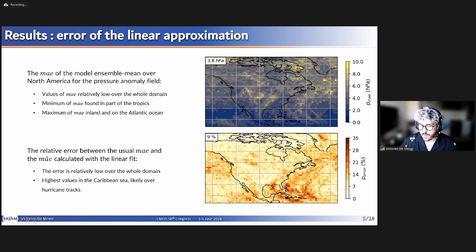Otherwise, on the whole domain, we have a pretty low relative error between the two MAEs, meaning that the linear fit, when it comes to studying the error between the models and ERA5, is actually a good fit.